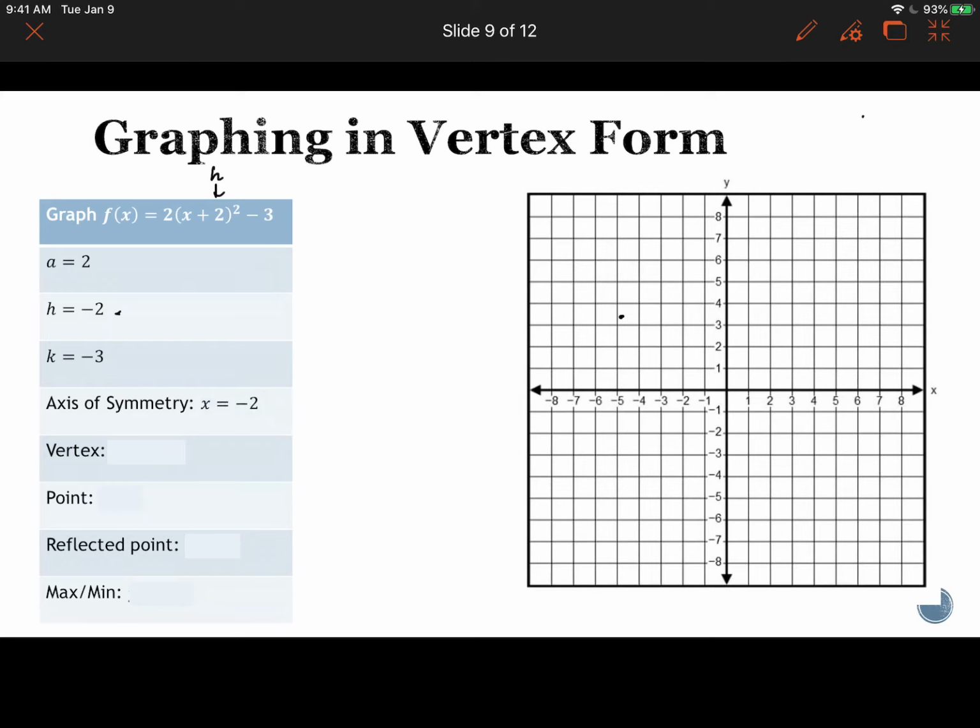And my vertex again is (h, k), (-2, -3). So let's plot those points and the axis of symmetry. (-2, -3) is just about there. And my axis of symmetry is x is equal to -2.